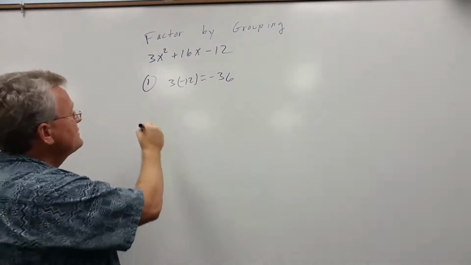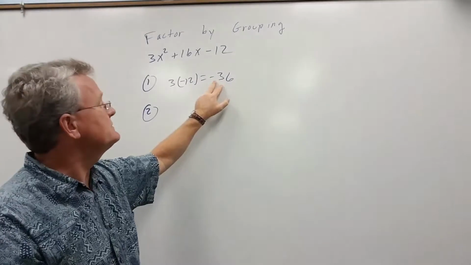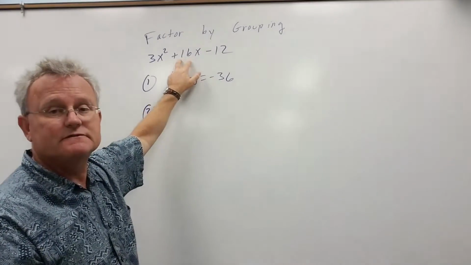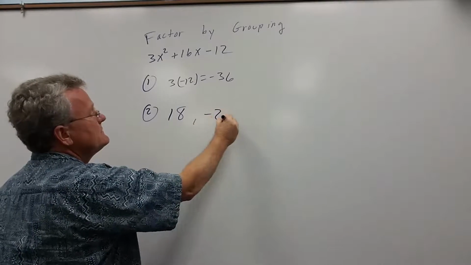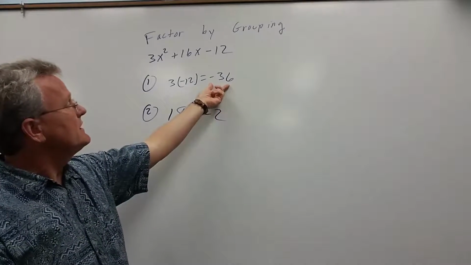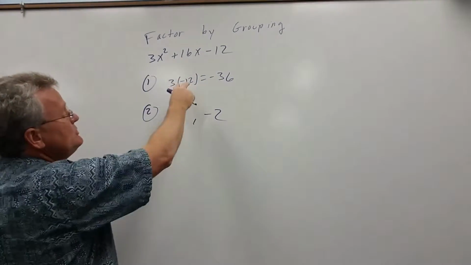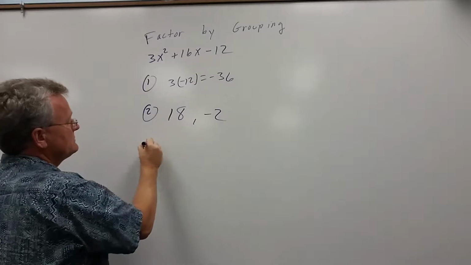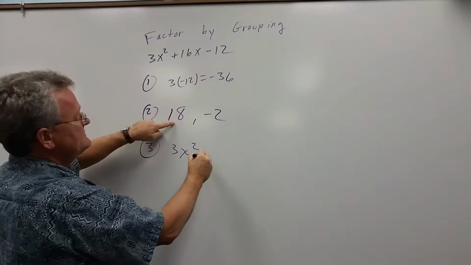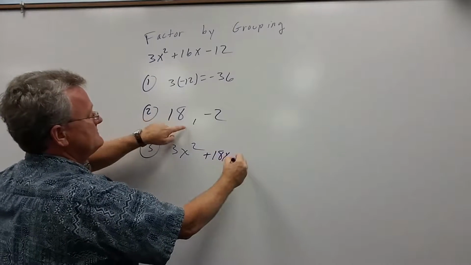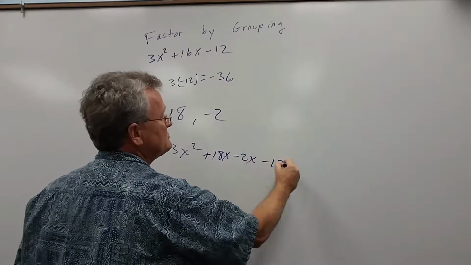Now our second step is, what two numbers multiplied give us negative 36, but add to positive 16? Well, those numbers are 18 and negative 2: they multiply to negative 36, but add to 16. So now we use these numbers to rewrite the middle term. So we have 3x squared. Let's write 16x as 18x minus 2x, that is the same as 16x, minus 12.